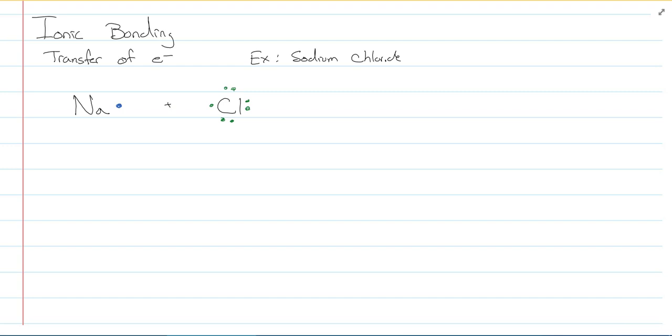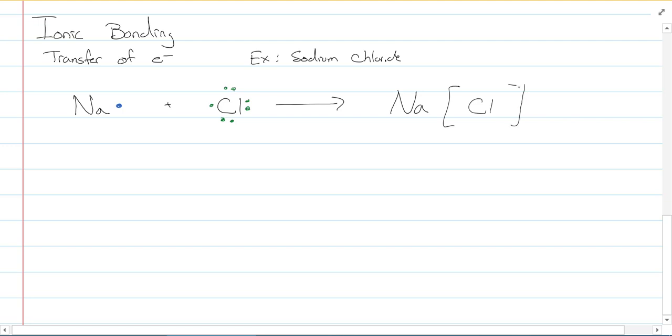And what happens when they bond? Well, we get Na. We'll draw brackets around Cl, put the minus sign. We put a positive sign for sodium, right? Because sodium gave up the electron to chlorine. And I'll keep it color coordinated there.